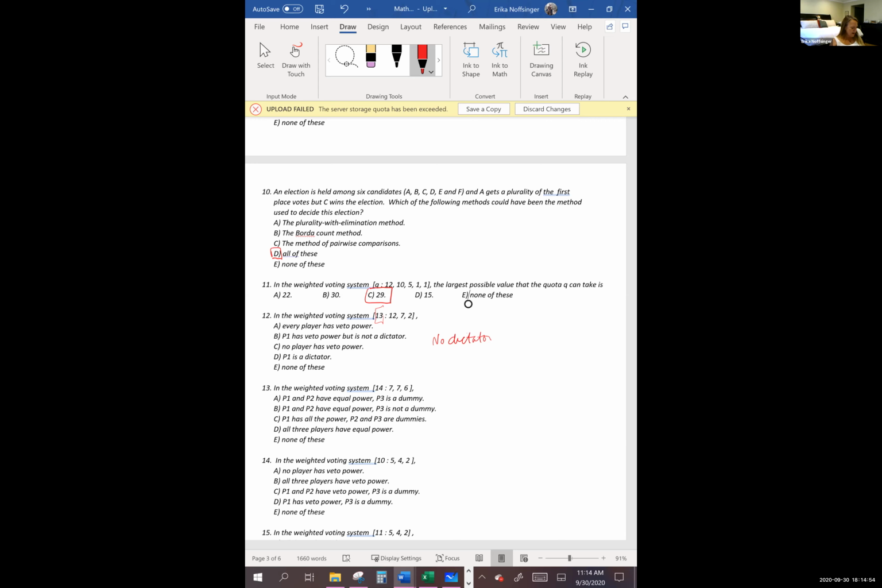To have veto power is to have the power to keep the remaining players from passing a motion. So without player 1, these 2 players cannot pass a motion. So that would be veto power. And so player 1 has veto power, but is not a dictator. So it'd be B.